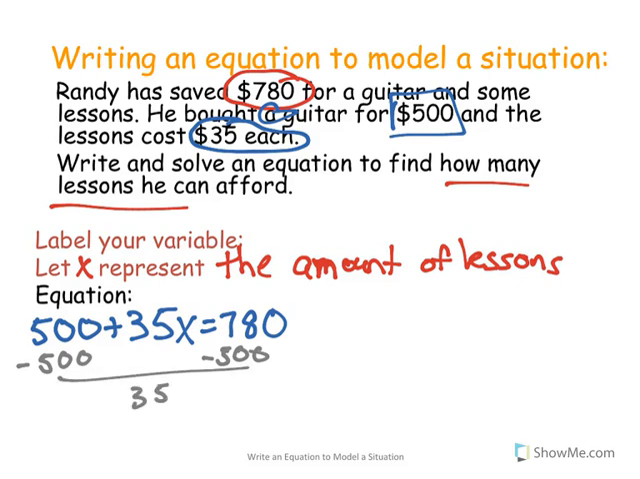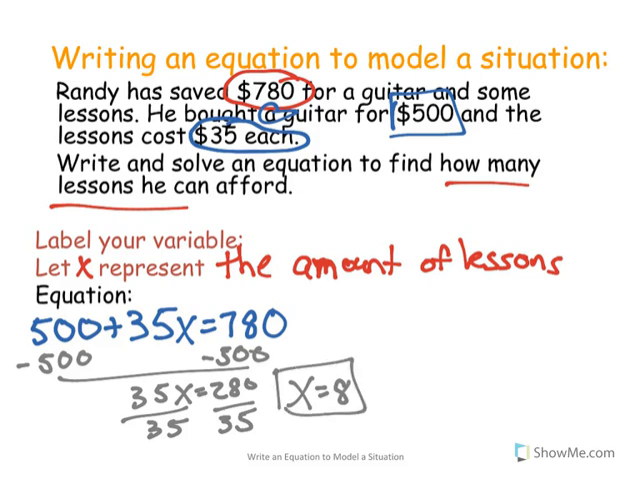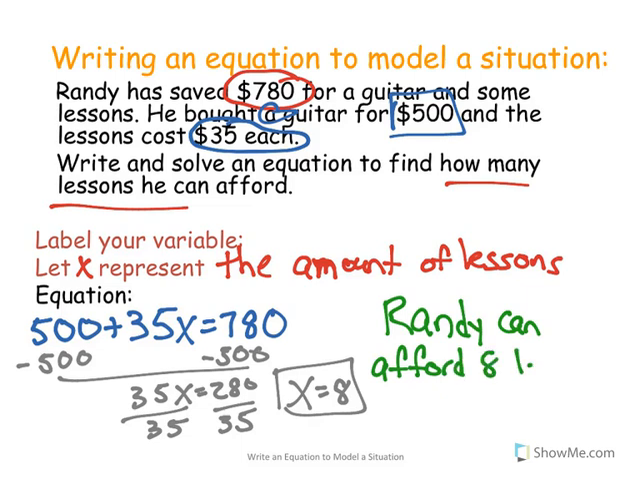So I've got 35X equals 280. All right, so when I solve it, I get X equals 8. What does that mean? Let's answer the question. Randy can afford 8 lessons. Right? So the question isn't how many lessons did he get. We don't know what he's actually doing with his money other than the fact that he bought the guitar, but he can afford 8 lessons.